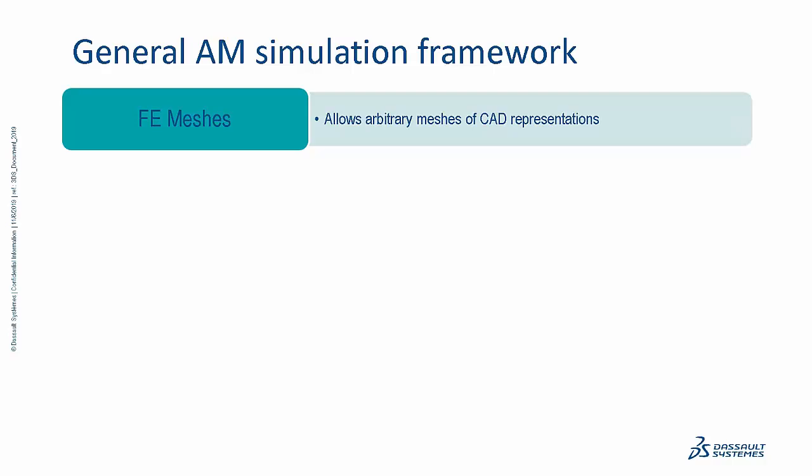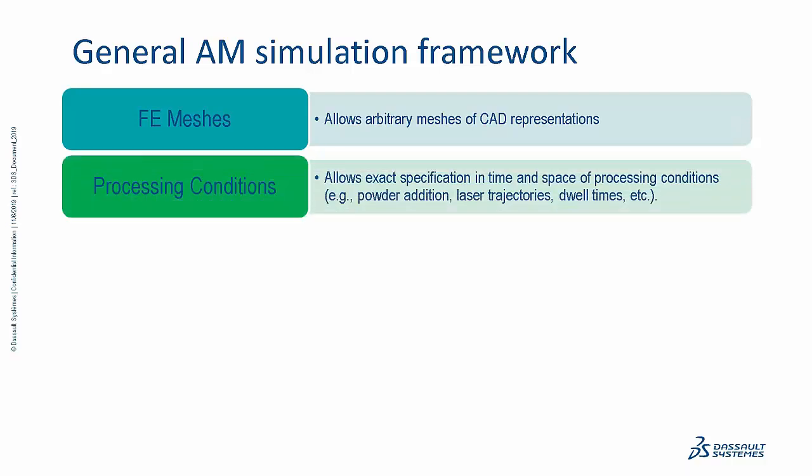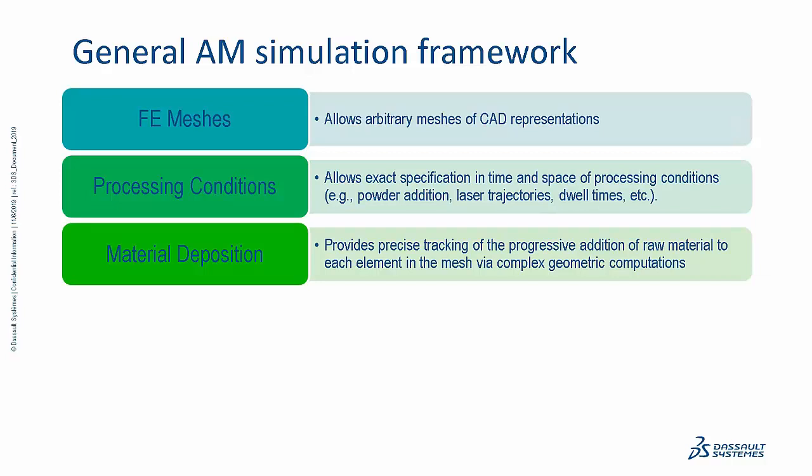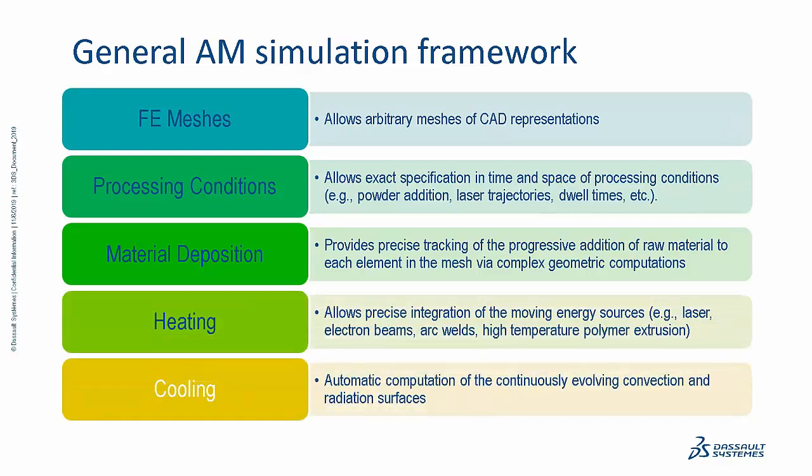First of all, arbitrary mesh densities can be used because it could be difficult, if not impractical, to generate layer-conforming finite element meshes for complex topology-optimized geometries. Allowing arbitrary meshes would overcome this challenge. The framework also allows the exact specification in time and space of processing conditions. It provides precise tracking of the progressive addition of raw materials to each element in the mesh through complex geometric computations. Regarding heating and cooling, it allows precise integration of the moving energy sources with automatic computation of the continuously evolving convection and radiation surfaces.